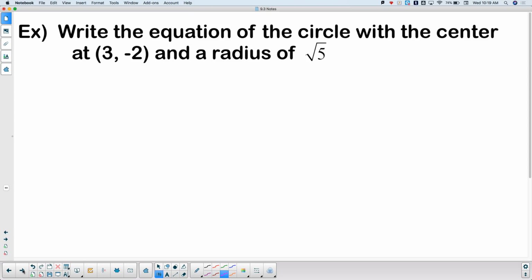Write the equation of a circle with center at 3, negative 2 and a radius of the square root of 5. Faith, we're back to you. What would you do first in this problem? I know it's brand new, but I think you could handle it. Want to make the equation of a circle. What would you start with?